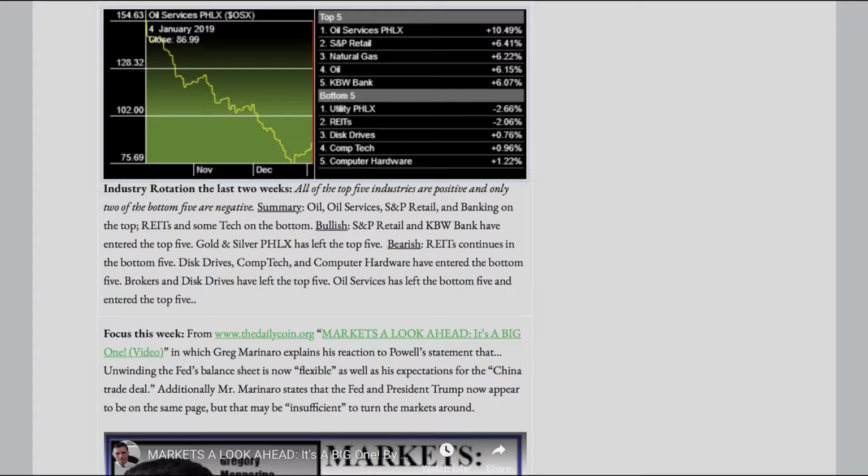Bullish, S&P retail and KBW Bank have entered the top 5. Gold and silver has left the top 5. Bearish, REITs continues in the bottom 5. Disk drives, CompTech, and computer hardware have entered the bottom 5. Brokers and disk drives have left the top 5. Oil services has left the bottom 5 and entered the top 5.